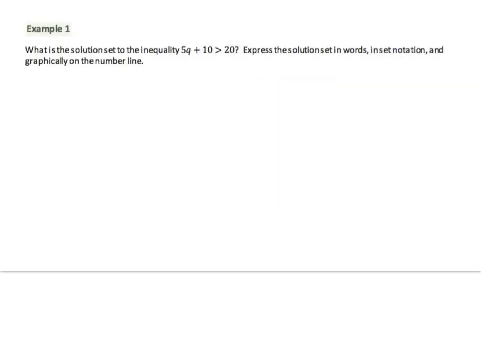Okay, that sort of warmed up our brains and it took a long time. So let's get moving into our lesson. For this example, we're going to work through using addition and multiplication properties. So what is the solution set to the inequality? Express the solution set in words, set notation, and graphically.